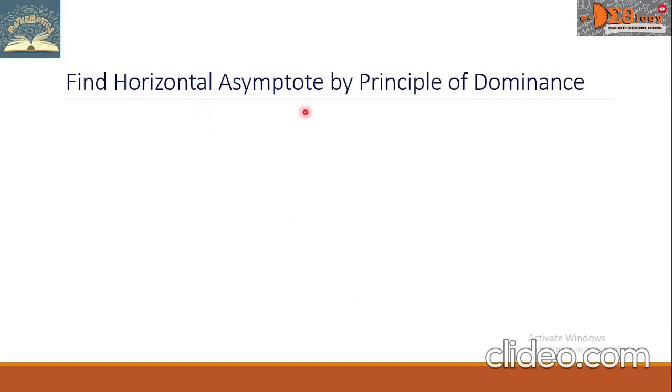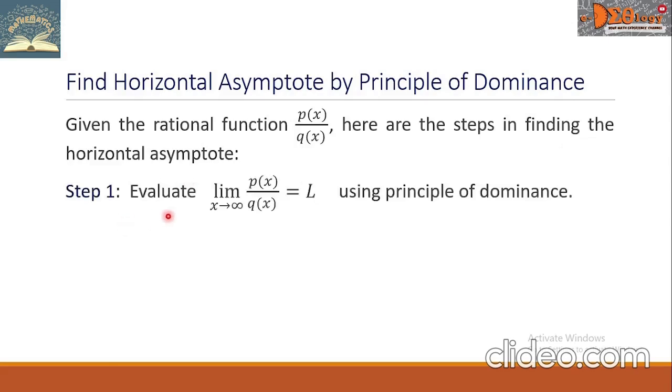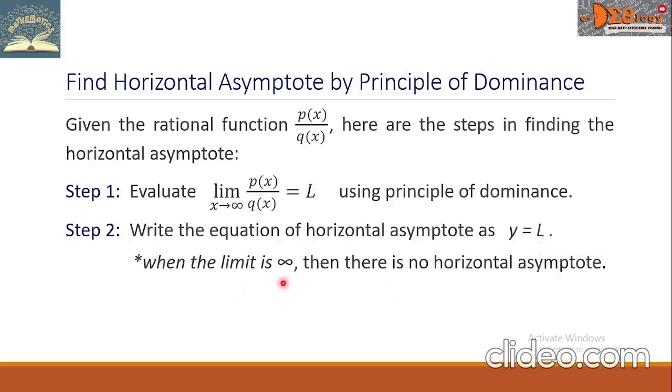Let us find horizontal asymptote by principle of dominance. Given the rational function p of x over q of x, here are the steps in finding the horizontal asymptote. Step 1. Evaluate the limit of the function p of x over q of x as x approaches infinity, and that is equal to capital L, using principle of dominance. Step 2. Write the equation of horizontal asymptote as y equals L. Note that when the limit is infinity, then there is no horizontal asymptote.